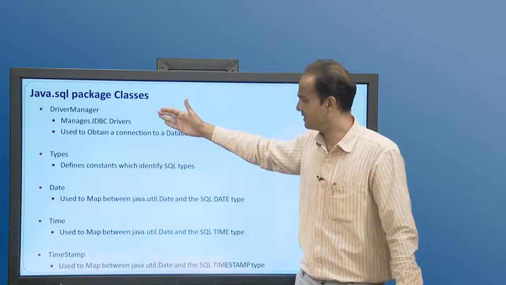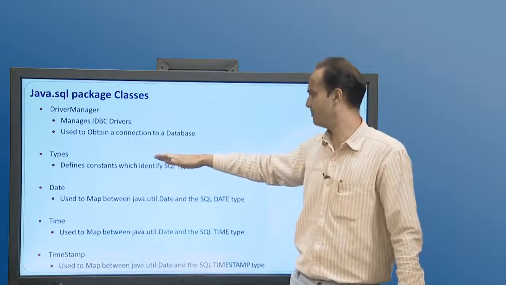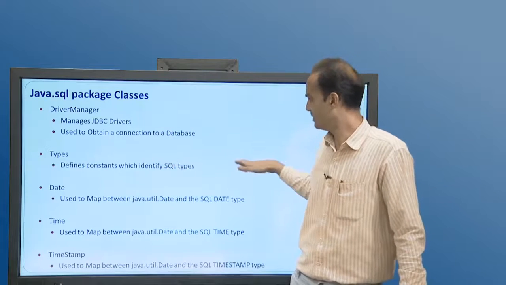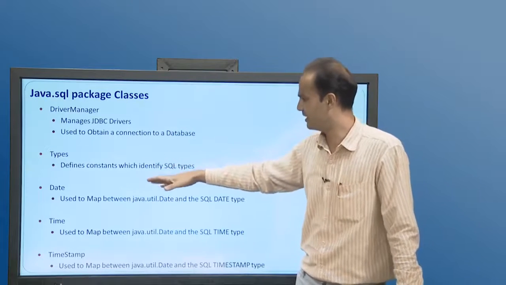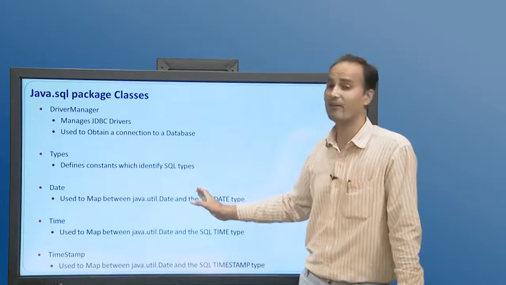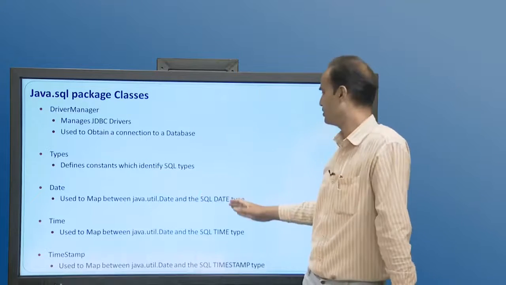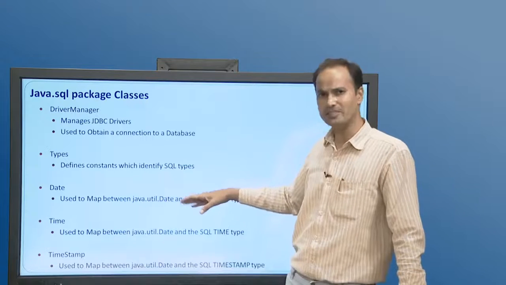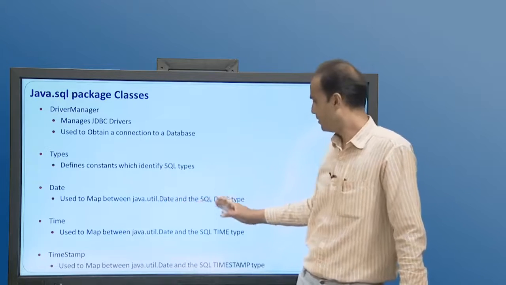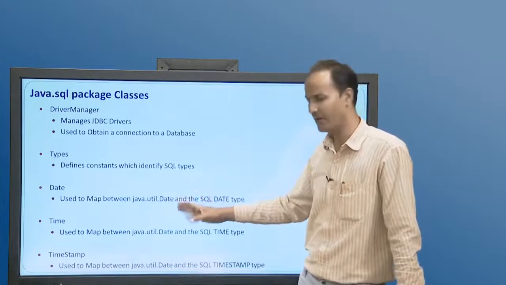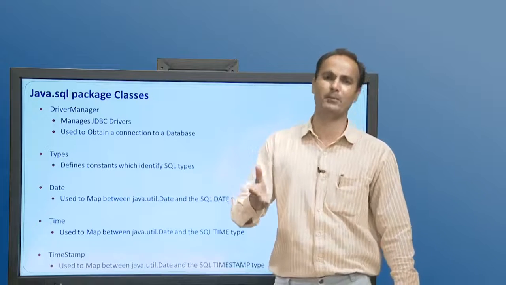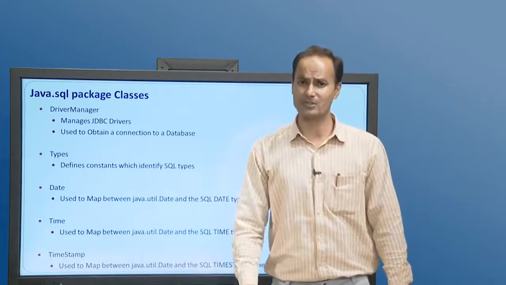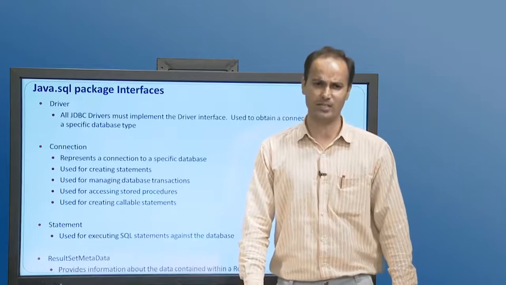Apart from DriverManager, there is the Types class, which defines constants for different SQL types. The Date class is used to map java.util.Date to the java.sql Date type. The Time class is used to map java.util.Time with SQL time. The Timestamp class is used to map java.util.Timestamp with the SQL timestamp.